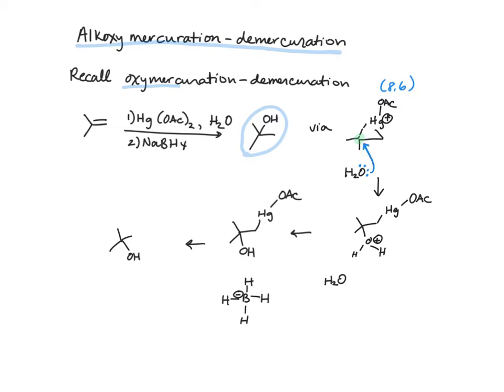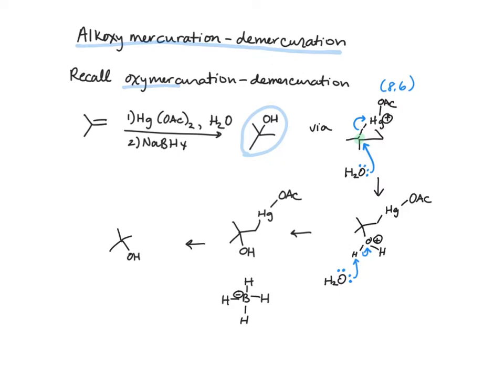Water attacks. We break that carbon-mercury bond, and now we form an intermediate with a positive charge on the hydrogen, on the oxygen atom. In the next step, we use a molecule of water to remove that, giving us the neutral alcohol.